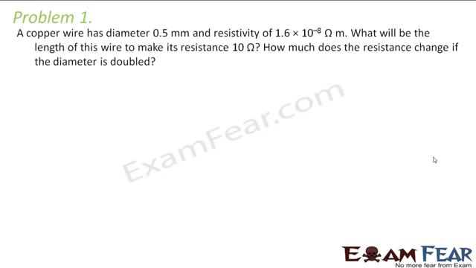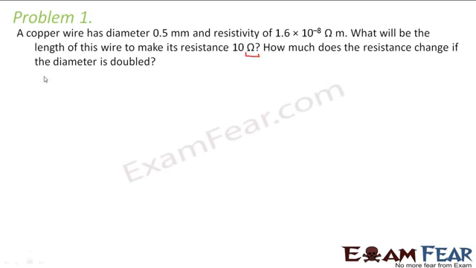So here comes problem number 1. It says a copper wire has a diameter of 0.5 millimeters and resistivity of 1.6 into 10 to the power minus 8 ohm meter. What will be the length of this wire to make its resistance 10 ohms? Okay, another thing which I missed to mention is that what is the unit to measure resistance? SI unit to measure resistance is ohm, which is denoted by this symbol. This is the symbol to denote ohms.